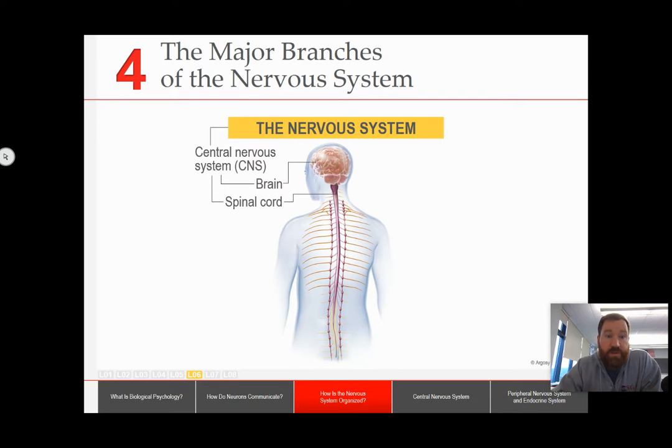So the central nervous system is what sends information and receives information to the rest of the body. This is where decisions are made and how information is routed. Okay.